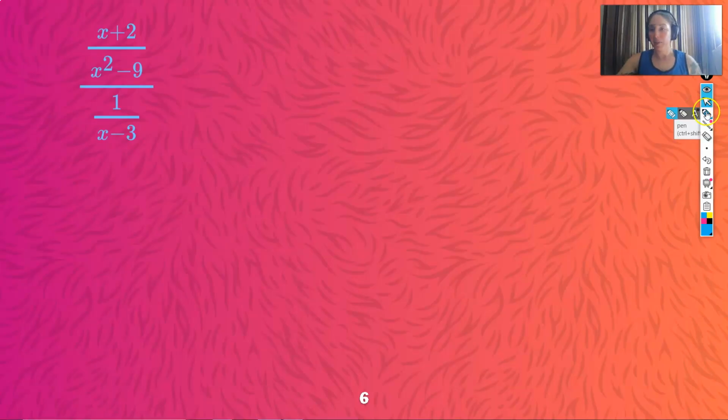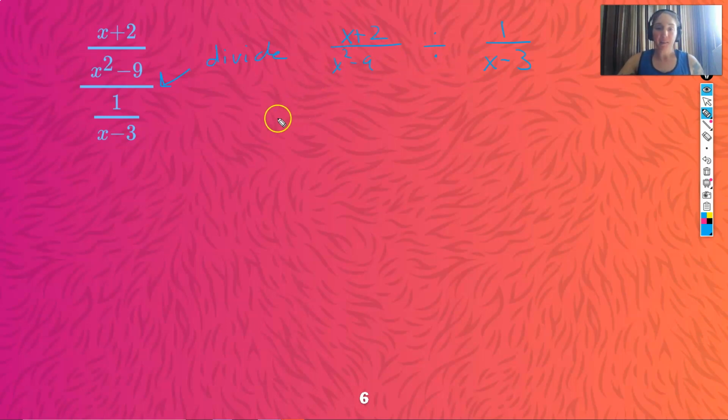Alright, next example. So this is a division. So these fraction bars, these mean divide. So another way to write this is x plus 2 over x squared minus 9 divided by 1 over x minus 3. Okay? This is x plus 2 divided by x squared minus 9. This is 1 divided by x minus 3. The fraction bar just means divide, okay? It's just a notation. The fraction bar and the division symbol, they mean the same thing. So you can rewrite it if it makes you a little more comfortable.